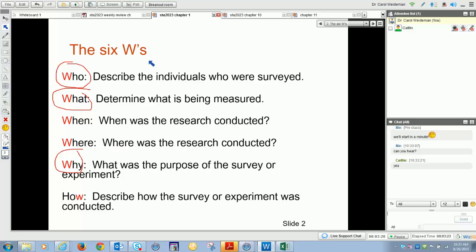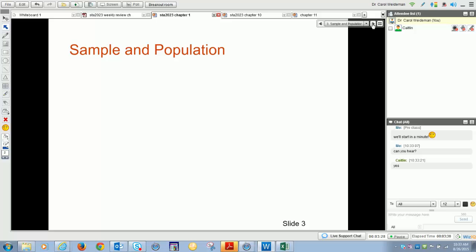So we just started going over Chapter 1, and I talked about the 6 W's that are included in Chapter 1. So let's go ahead and keep going. There's a lot of definitions in this section. So the goal when we do a statistical study or collect information is to be able to describe the population, or, as we'll learn later in the course, make an inference about the population.